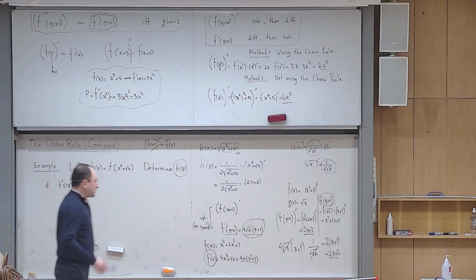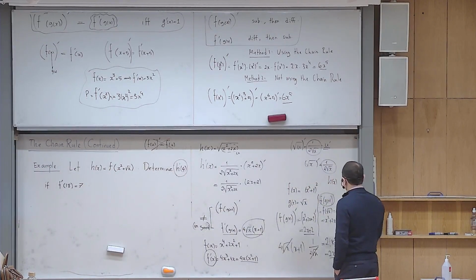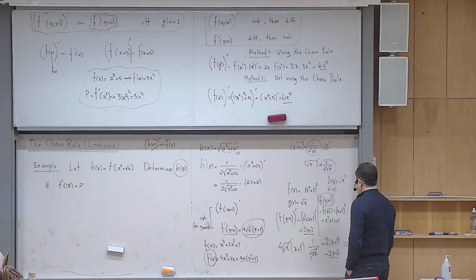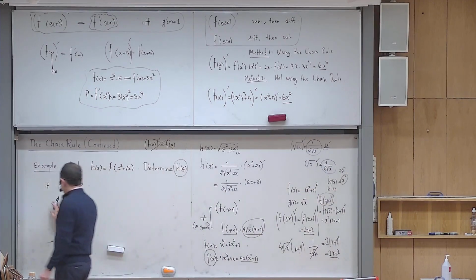For example, if I give you a function, h of x squared. If I ask you to calculate h prime of 4, what do you do first? You differentiate that, it becomes 2x, and then replace x with 4.